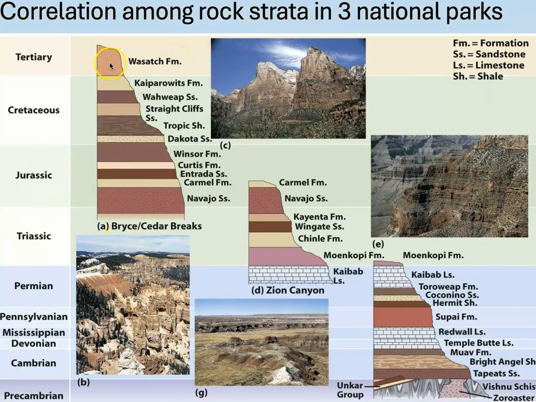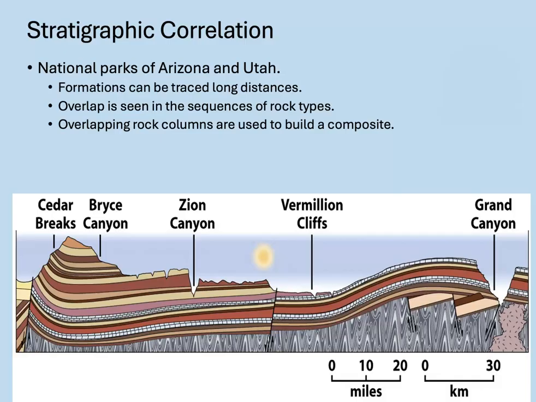We have rocks from Bryce-Cedar Breaks National Parks in Utah. Here we have Zion Canyon in Utah. And here we have the Grand Canyon in Arizona. In Cedar Breaks and Bryce, we have rocks ranging in age from Tertiary through a little bit of Triassic. The Navajo sandstone at the base of this section is at the top of the Zion section, which has Jurassic, Triassic, and Permian rocks. The base of the Zion Canyon section has the Kaibab limestone, which is also in the Grand Canyon. So, as I showed you last time, we can correlate all of these areas and come up with a large stratigraphic section for this entire area.